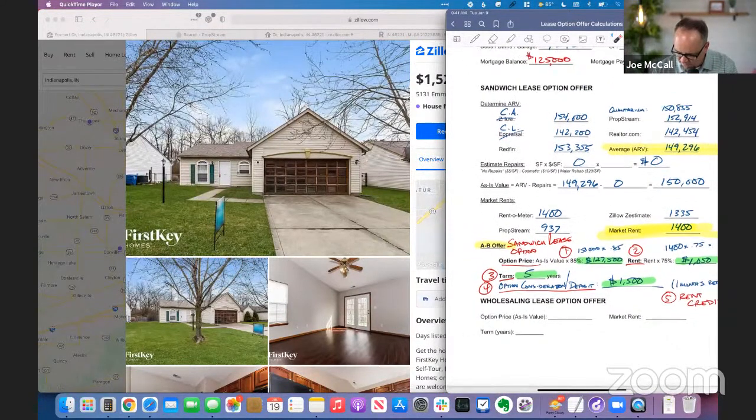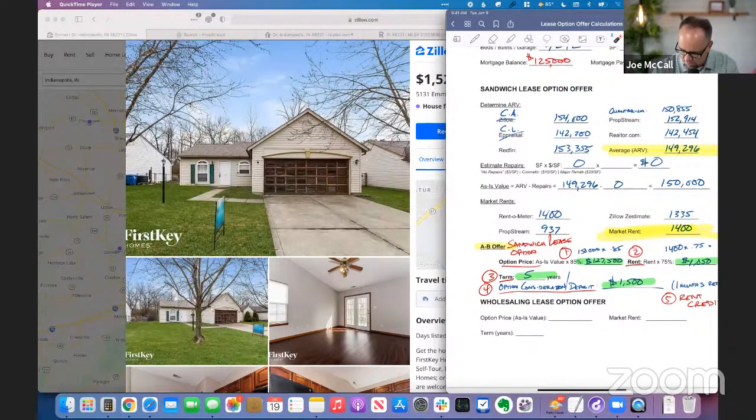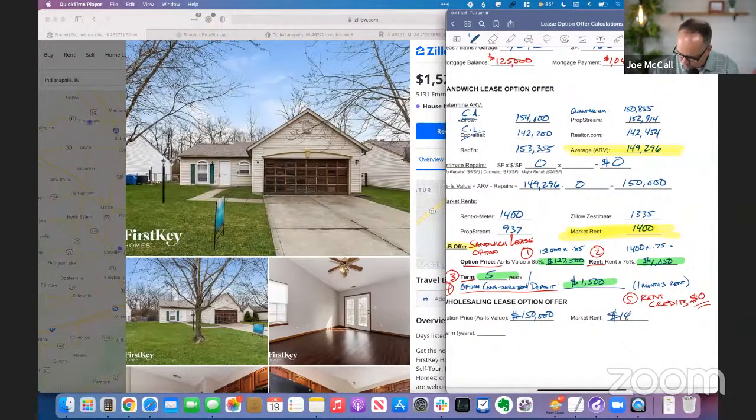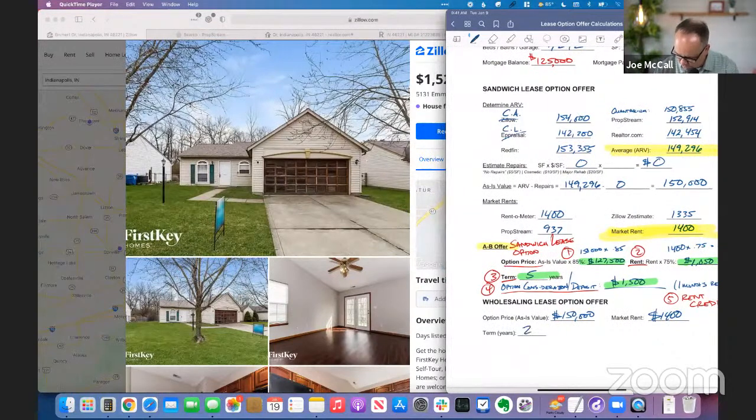And so, the as is value on this house was 150. All right, I'll give them, let me do blue ink here, I'll give them 150. And the market rent, 1,400. And term, 2 years. And then don't forget the option deposit. I'll give them $100. Okay, so that's my wholesaling lease option offer: 150,000, 1,400 a month in rent, 2 years, $100 option deposit.